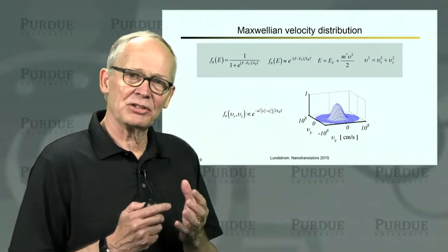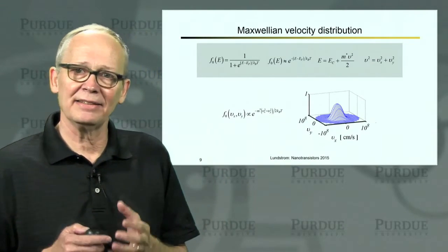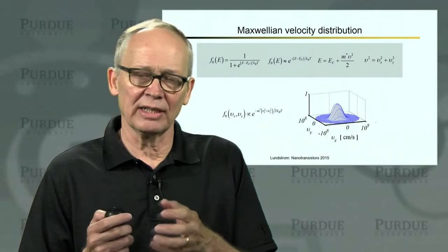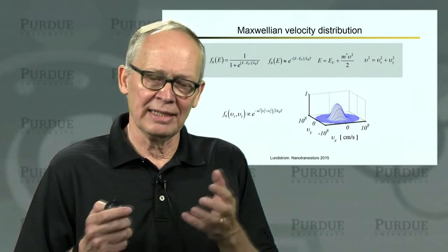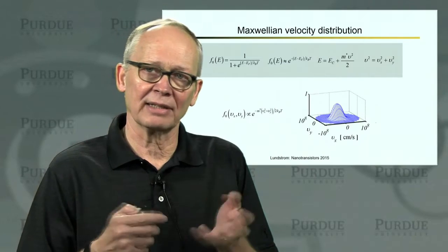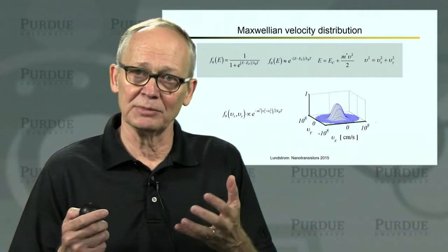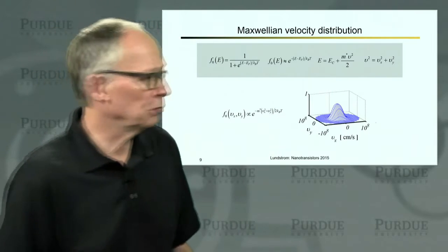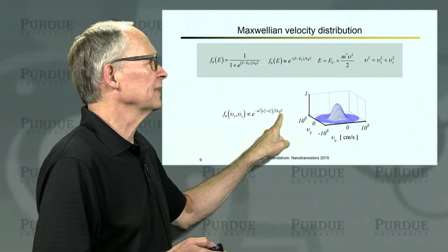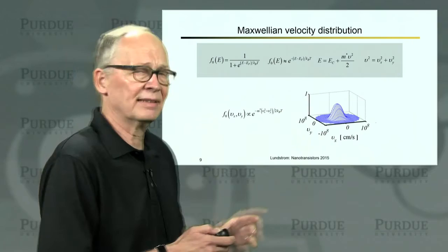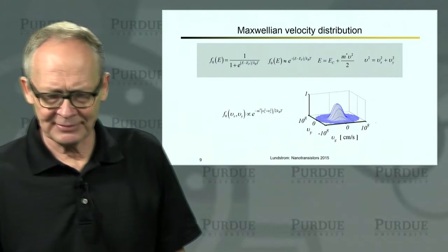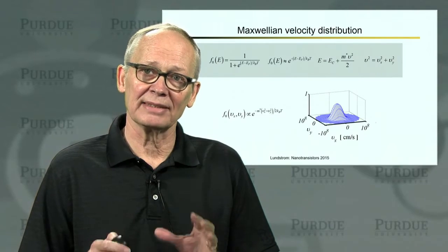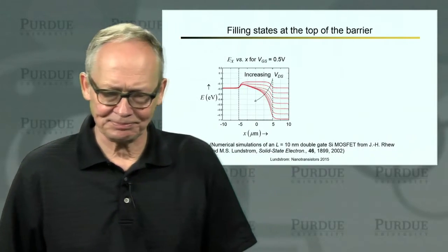This nice symmetrical distribution is maintained in a bulk semiconductor because of all of the scattering that is going on and all of the exchange of energy and momentum between the electrons and the phonons, and everything comes to equilibrium, and we get this Maxwellian distribution with the spread of that Gaussian being related to the thermal energy kT. Okay, that's what we see in thermal equilibrium. What do we see in a ballistic nanoscale MOSFET?